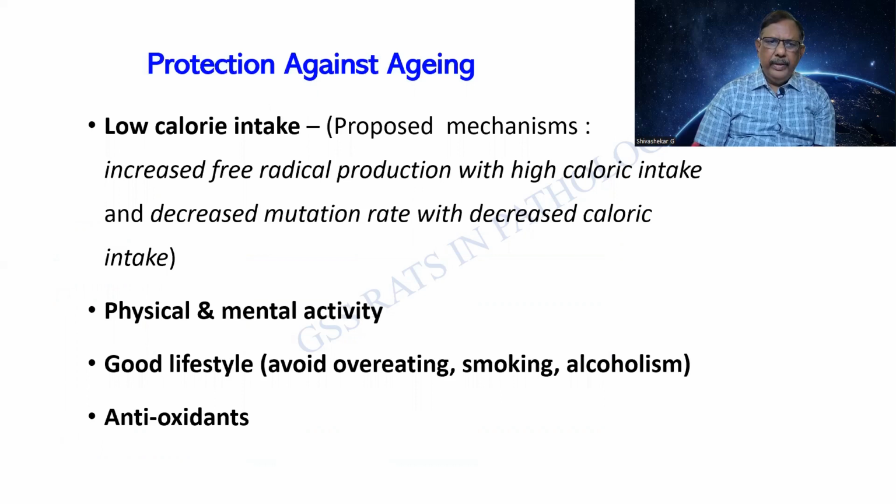Protection against aging. There are certain methods by which we can, or the nutrition itself can, prevent aging. Low calorie intake. The mechanism is that there is an increase in free radical production with high calorie intake, and there is also a decreased mutation rate with decreased caloric intake. What will happen is that with a decrease in the caloric intake, there will be a decrease in the mutation as well as a decrease in the free radical production, which can lead to a lesser amount of aging.